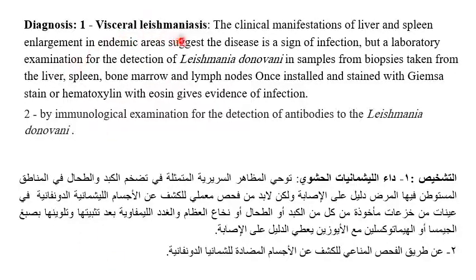Diagnosis: visceral leishmaniasis. The clinical manifestations of liver and spleen enlargement in an endemic area suggest the disease is a sign of infection, but a laboratory examination for detection of Leishmania donovani in samples from biopsies taken from the liver, spleen, bone marrow, and lymph nodes, once fixed and stained with Giemsa stain or hematoxylin with iodine, gives evidence of infection, or by immunological examination for detection of antibodies to Leishmania donovani.